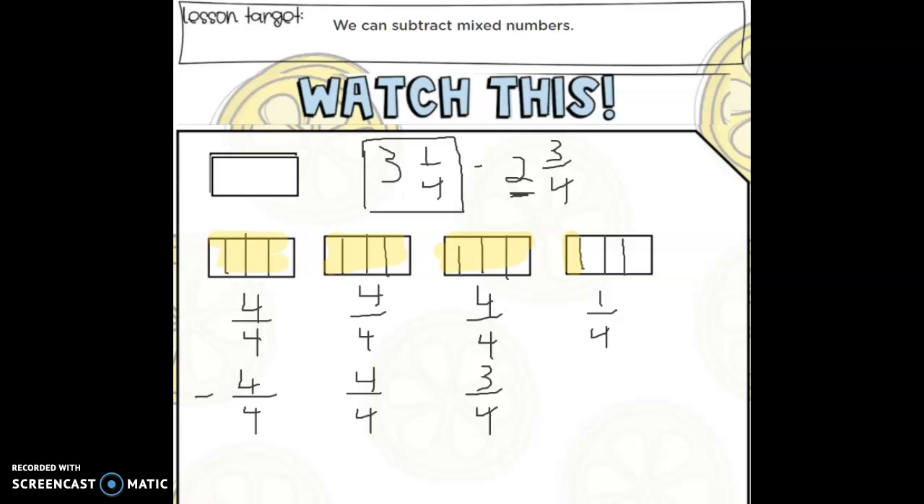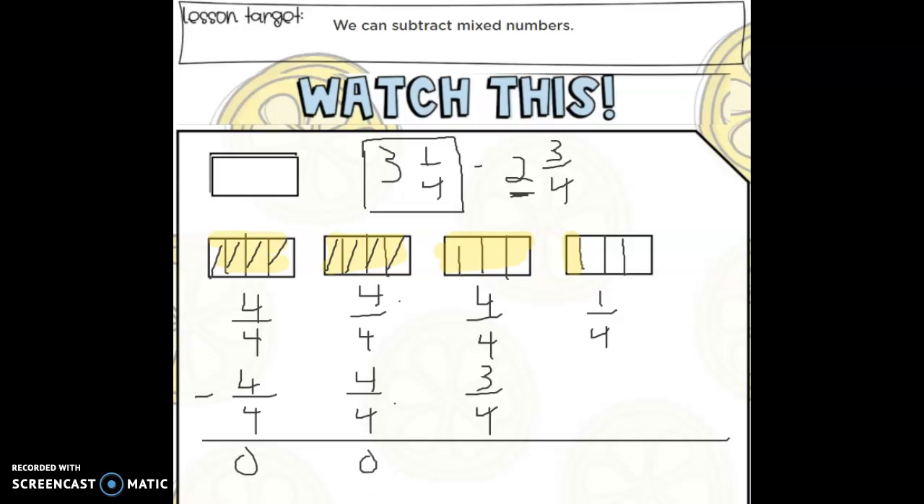Now I can subtract my whole thing. So I'm going to start over here. I have 4/4. I'm taking away 4/4. 1, 2, 3, 4. That leaves me with 0. I have 4/4 here. I'm taking away 4/4. 1, 2, 3, 4. That leaves me with 0.